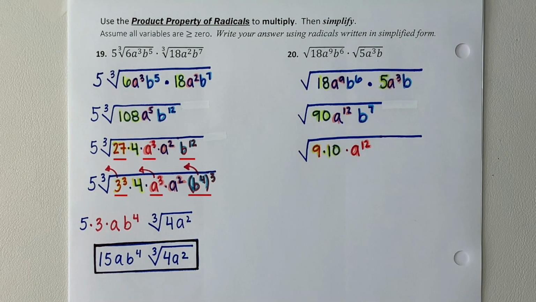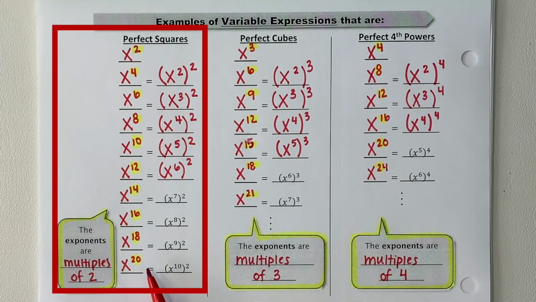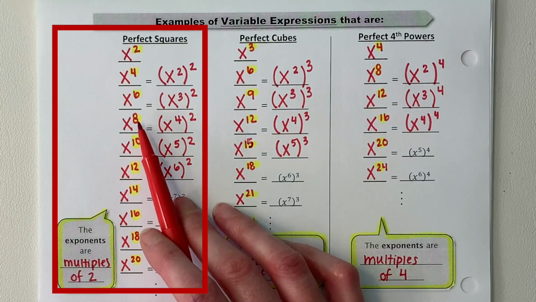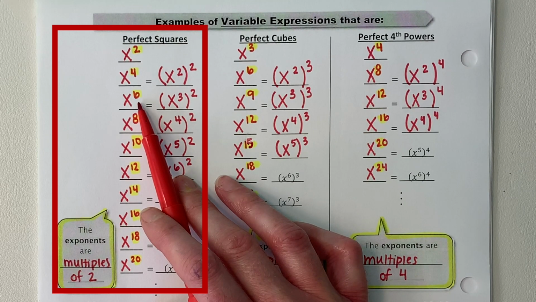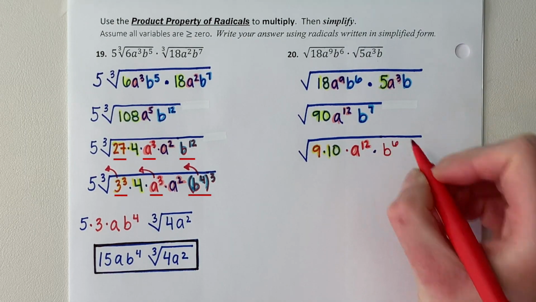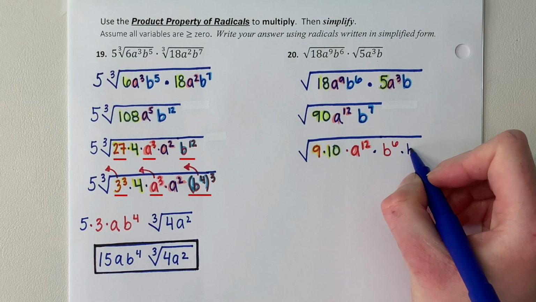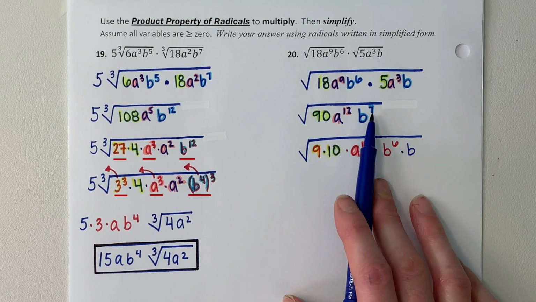So we need to find the largest perfect square that multiplies evenly into b to the 7th. Let's look at our list of variables that are perfect squares. And to find the largest perfect square that multiplies evenly into b to the 7th, we need to find the exponent as close to 7 as we can possibly get, but it has to be less than 7. So it looks like our exponent would be 6. So the largest perfect square that multiplies evenly into b to the 7th will be b to the 6th. We need to rewrite b to the 7th as b to the 6th times some quantity. B to the 6th times b to the 1 will give us b to the 7th, since when we add their exponents, 6 plus 1 gives us 7.